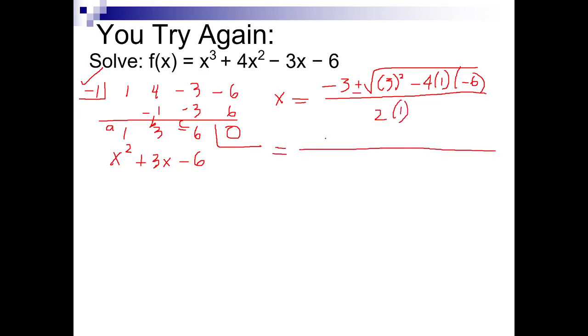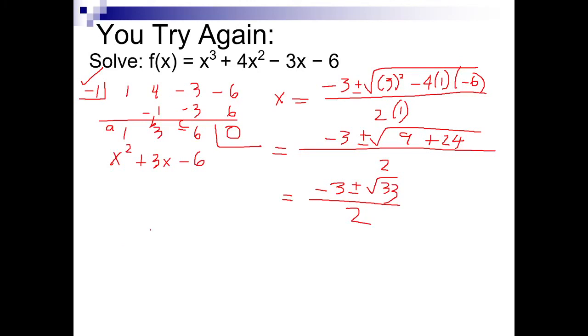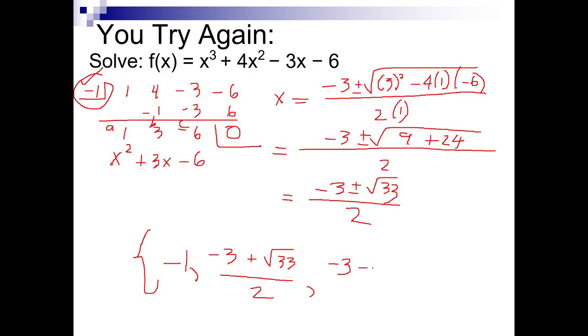So we now have negative 3 plus minus the square root of 9 plus 24, all over 2. Now what is 9 plus 24? 33. All over 2. So what are your roots here? Let's start with our synthetic result. Negative 1. What are the other roots? We have negative 3 plus the square root of 33 over 2. The other root is negative 3 minus the square root of 33 over 2. And those are your roots there.